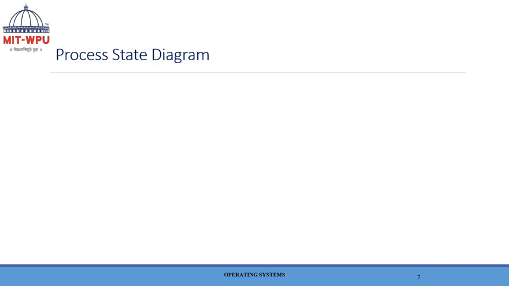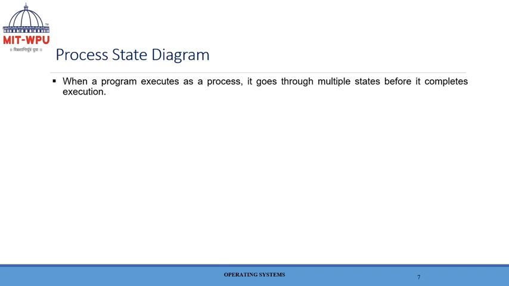As a process executes, it changes states. When a program executes as a process, it goes through multiple states before it completes the execution. The state of a process is defined in part by the current activity of that process.